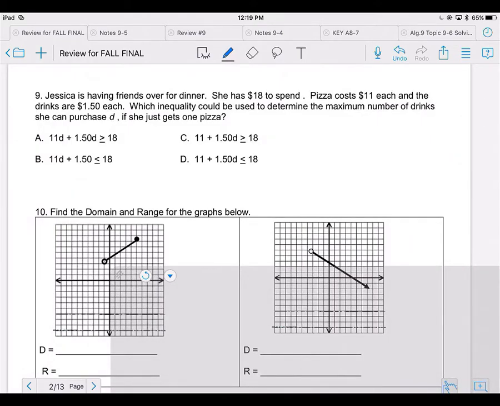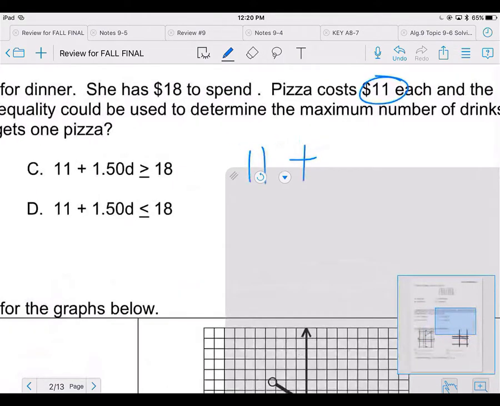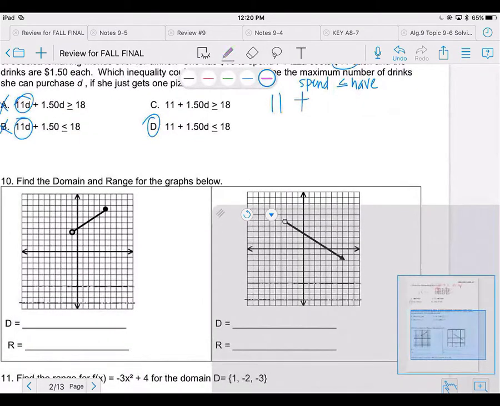On problem 9, we're working on setting up an equation. She has $18 to spend, pizza's $11, and drinks are $1.50. They want to know the max number of drinks if she just gets 1 pizza. So the pizza costs $11. That is a one-time fee. So we can knock out A and B. The only difference between C and D is the direction of the inequality. Remember that what you spend has to be less than or equal to what you have. So that would be answer choice D.